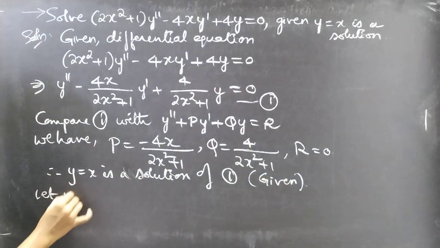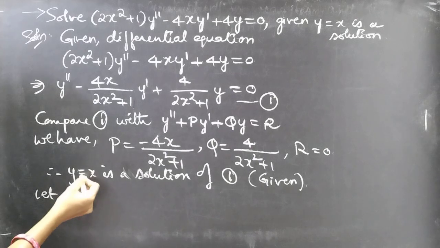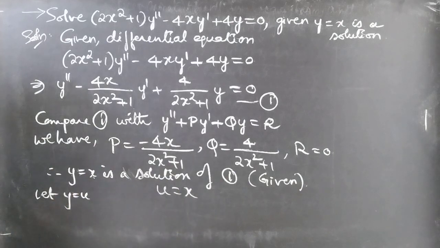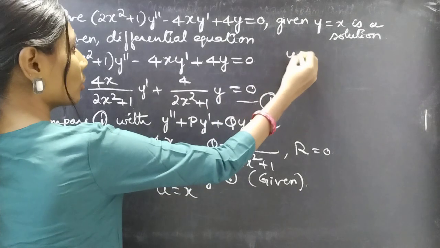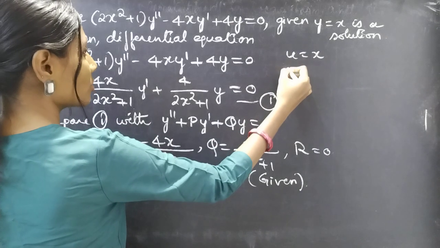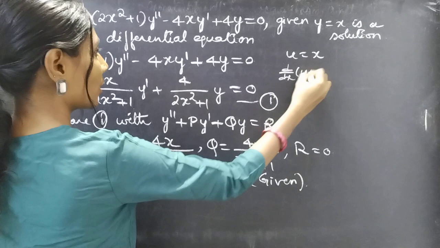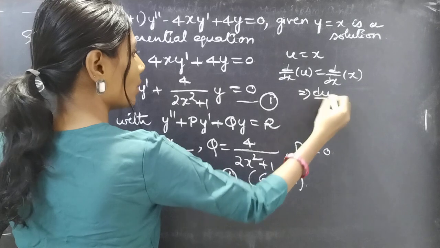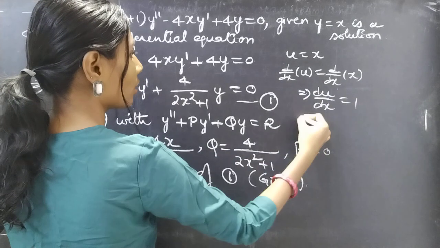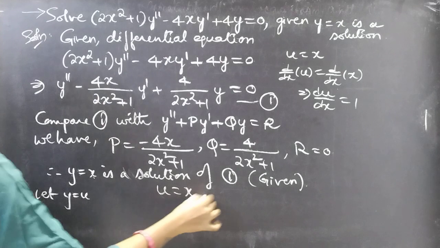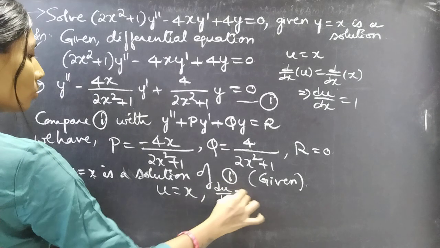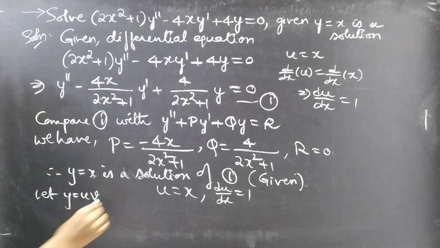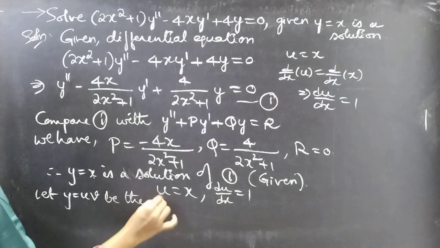Let u equal to, here we are given y equal to x is a solution of 1, so u will be x. Okay, we are having u equal to x. Let's find the derivative of u with respect to x. Now differentiate on both sides with respect to x. We'll get du by dx equal to derivative of x with respect to x, which is 1, right? So when u equal to x, du by dx equal to 1. Fine. Let y equal to uv be the general solution of 1.